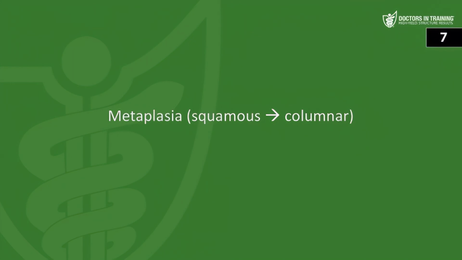All right, next question. What can happen to the cells of the lower esophagus in response to chronic acid reflux? Remember, they can undergo metaplasia, and that's moving from a squamous cell to a columnar epithelium, and that's referred to as Barrett metaplasia or Barrett esophagus.